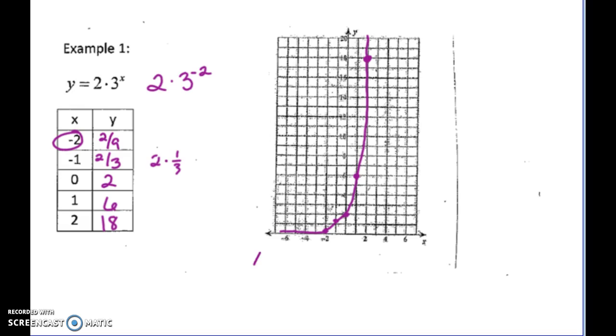That actually has a name to it. It's called an asymptote. Not super important right now, but that's what that means. It's a line that the graph approaches but never actually intersects. So in this case, the x-axis would be known as the asymptote.